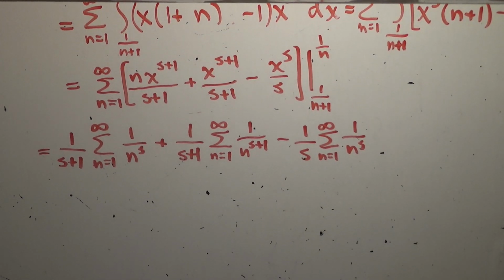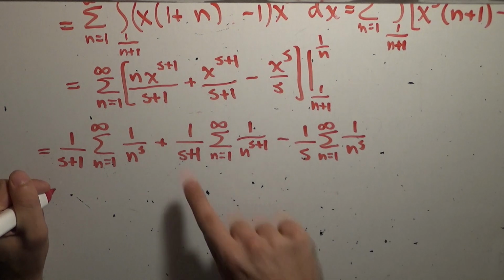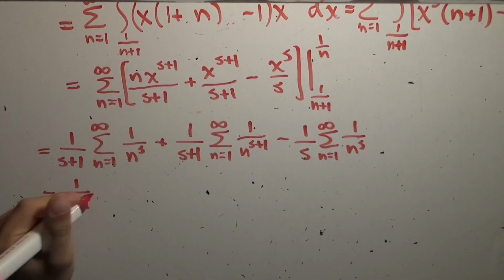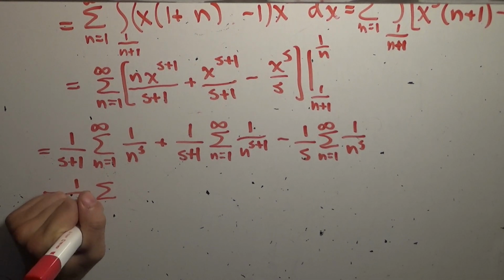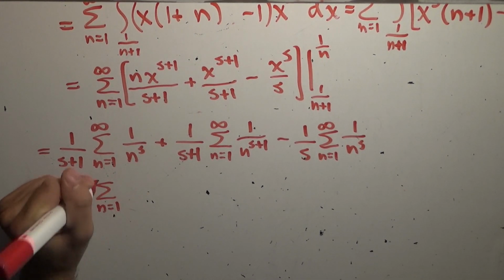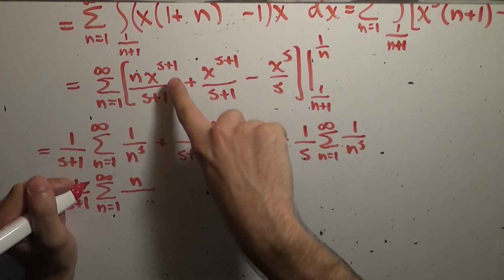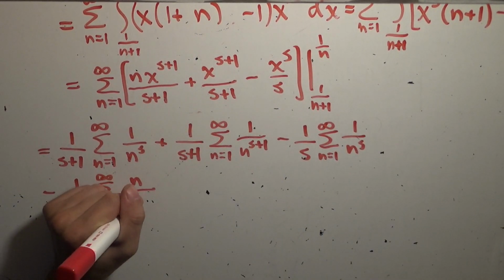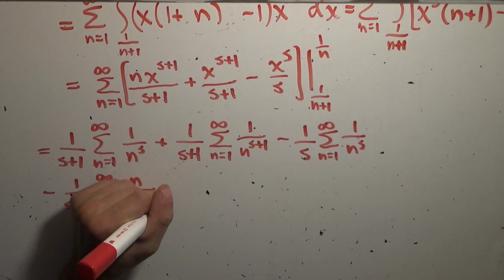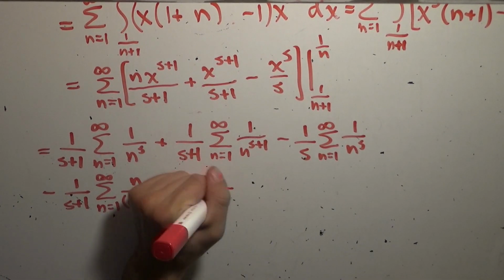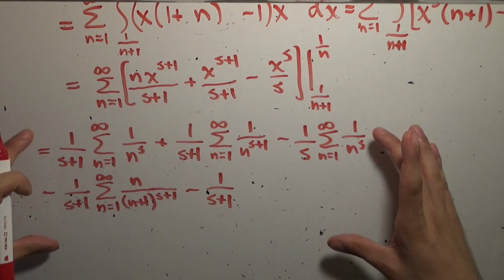and we're going to get minus 1 over s plus 1, right? This is all just using the fundamental theorem of calculus, times the sum from n equals 1 to infinity of n in the numerator divided by n plus 1 to the power of s plus 1, right? And then we're going to get minus 1 over s plus 1.